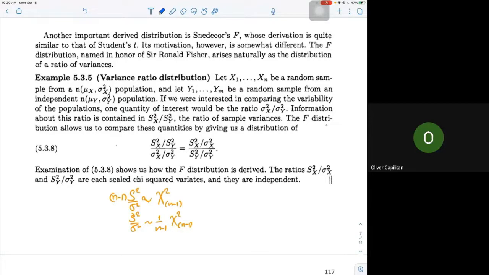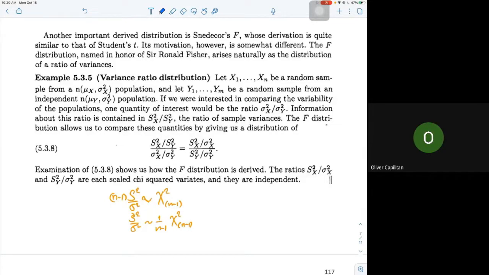So we have a random sample, x sub 1 up to x sub n, from a normal distribution with mean mu sub x and variance sigma sub x squared. Then we have another random sample from a different population, y sub 1 up to y sub m, with normal distribution with mean mu sub y and variance sigma sub y squared. Take note that these two random samples are independent.